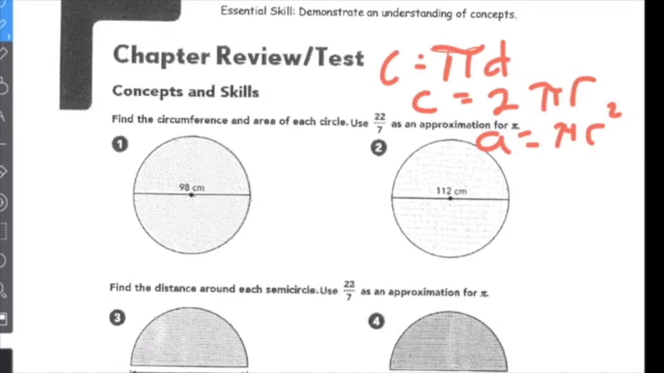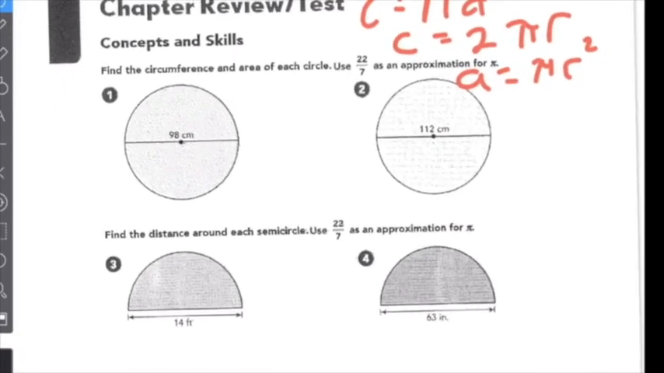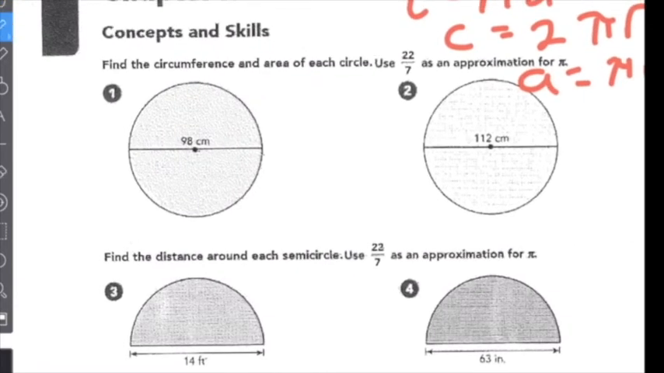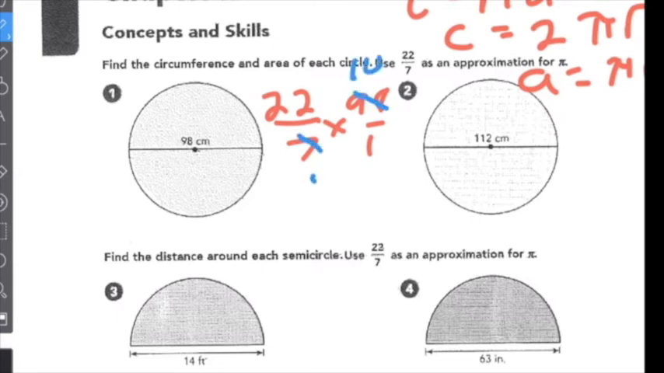So for the first one, it's fairly easy, but we're using 22 over 7. So remember, you have to use a fraction. For circumference, it would be 22 over 7 times 98 over 1 because it's pi times diameter. Right here we can simplify, and you'll get 22 times 14. And when you do 22 times 14, you're going to get 308 centimeters.